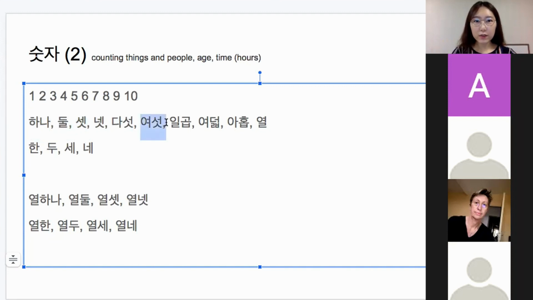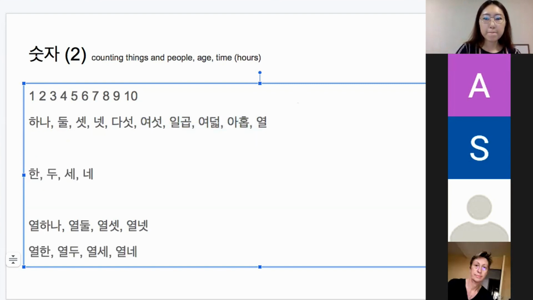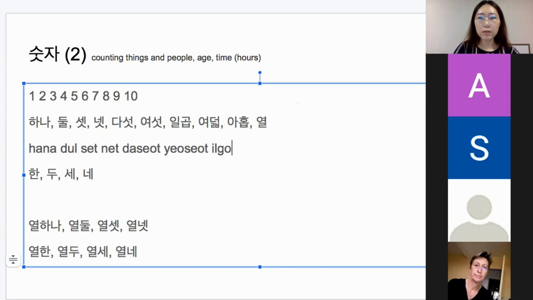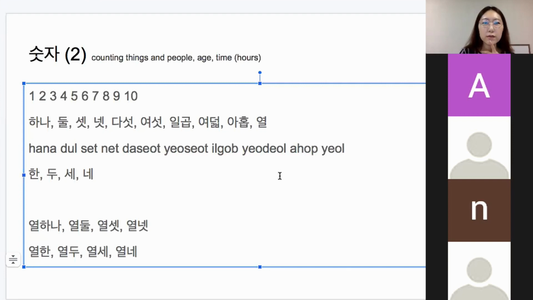Next one might be difficult, but we can do it. 여섯, 일곱, 여덟, 아홉, 열. 여섯, 일곱, 여덟, 아홉, 열. 6, 7, 8, 9, 10. 여섯, 일곱, 여덟, 아홉, 열.